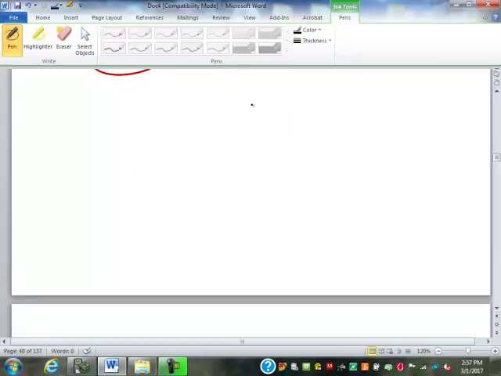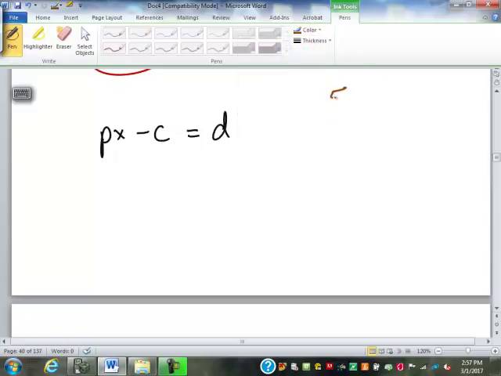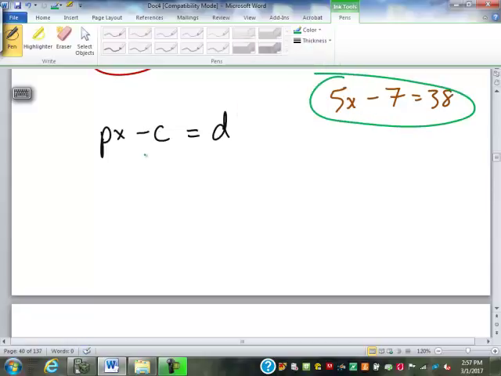So let's look at some other formulas and rearranging them. We might have something like this. Px minus c equals d. You might recognize this. It looks a lot like equations we've solved before with numbers in them. It might have been like 5x minus, well, use the example used before. 5x minus 7 equals 38. We solved that equation by adding 7 and dividing by 5. Well, over here, we're going to follow that same process.